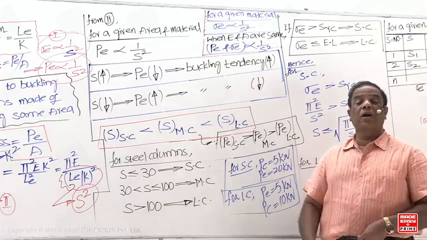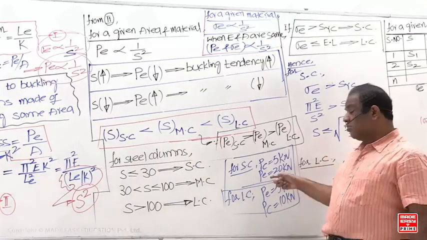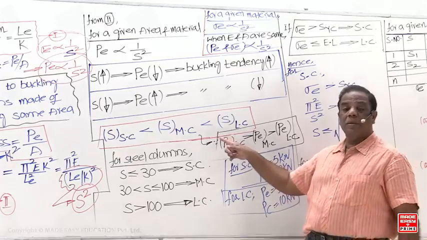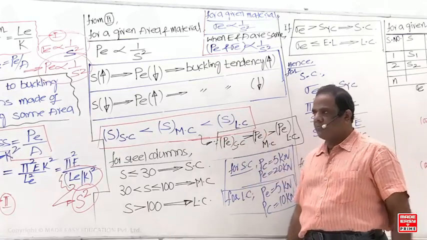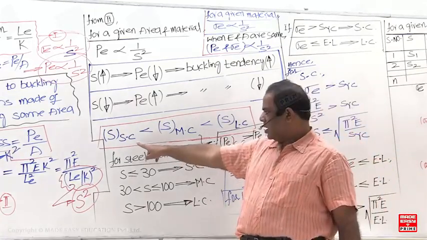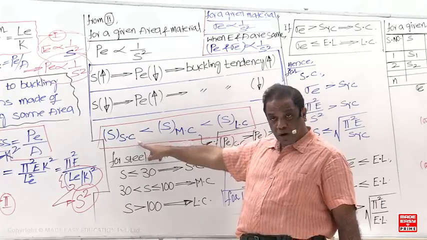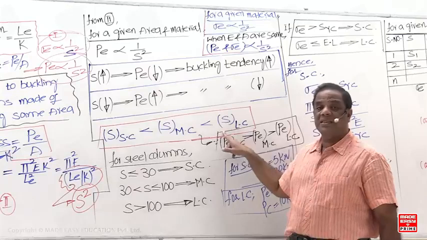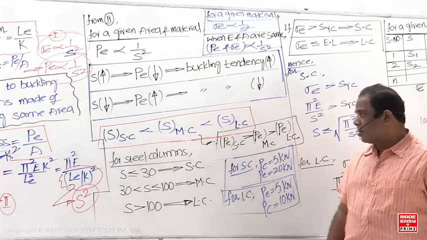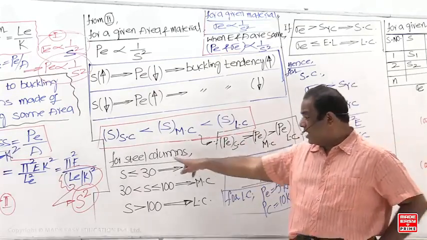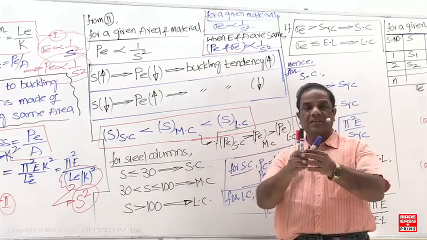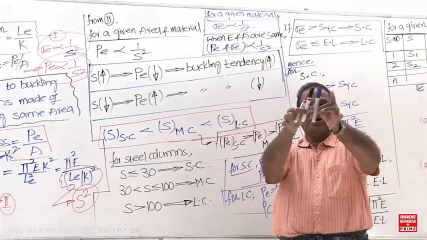So the buckling load of short columns is going to be more than the buckling load of long columns, but the condition should be that the material should be the same and the area should be the same. So always the slenderness ratio of short columns is less than that of medium columns, which is less than that of long columns. Now for steel columns, these 3 steel columns are given to you.